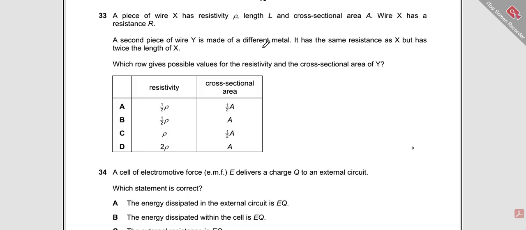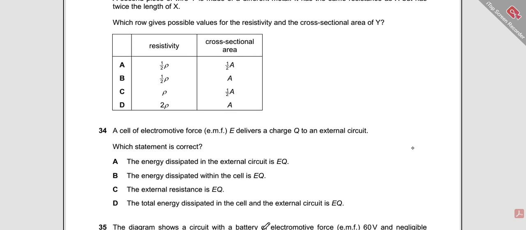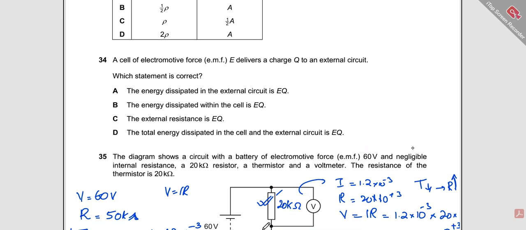Then a cell of electromotive force E delivers a charge Q to an external circuit. Which statement is correct? The energy dissipated in the external circuit is EQ. How do we define EMF, or how we define energy? We have seen that voltage is energy dissipated per unit charge. So yes, this makes us conclude that.